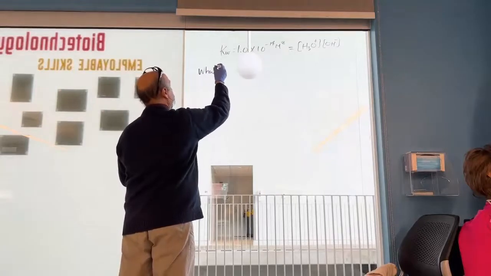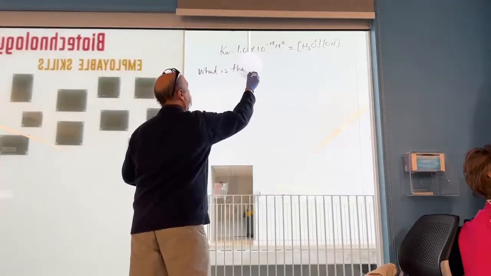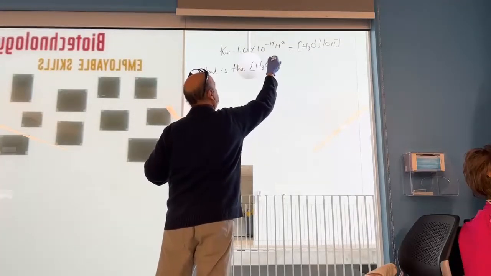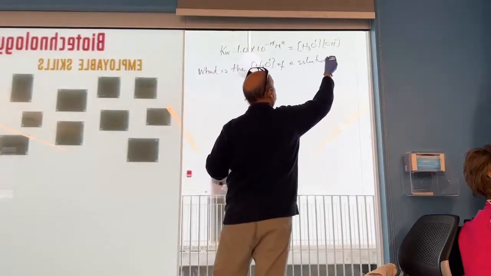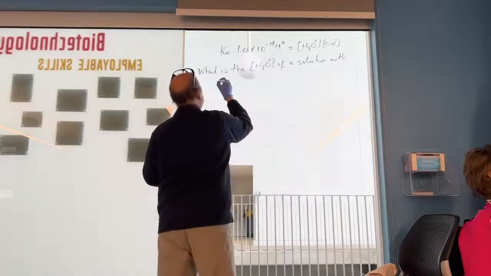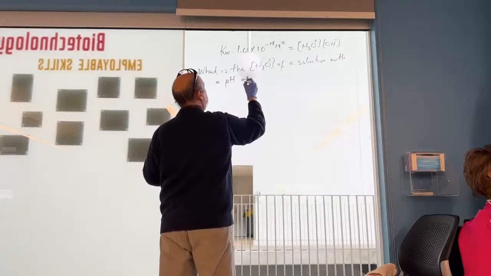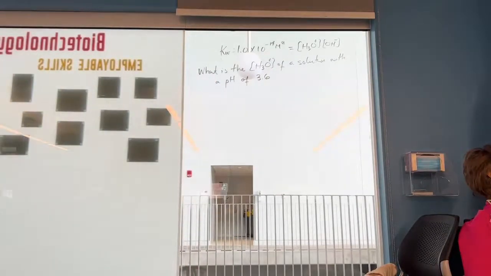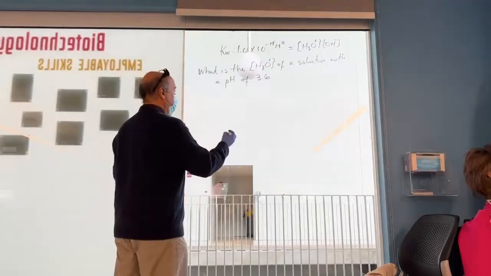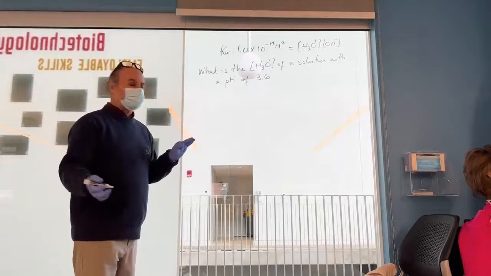So what is the hydronium concentration of a solution with a pH of 3.6? That's the result we got before. So let's see if we get the concentration that I gave you to begin with. There are two ways of doing this. Actually probably more than two ways, but let's do first the math one, the one that Stanley, you were talking about, antilogs.